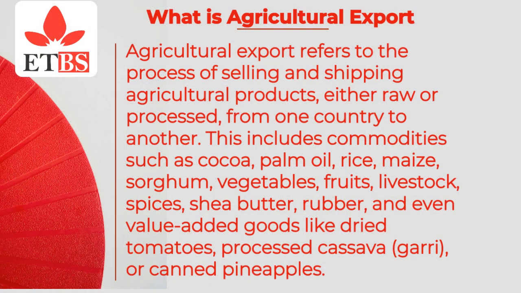What is agricultural export? Agricultural export refers to the process of selling and shipping agricultural products, either raw or processed, from one country to another. This includes commodities such as cocoa, palm oil, rice, maize, sorghum, vegetables, fruits, livestock, spices, shea butter, rubber, and even value-added goods like dried tomatoes, processed cassava, garri, or canned pineapples.